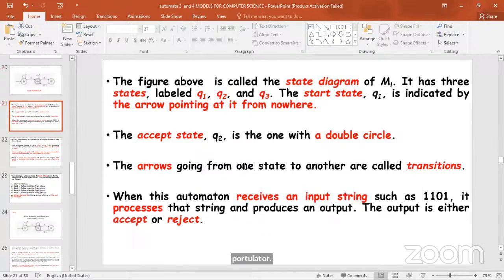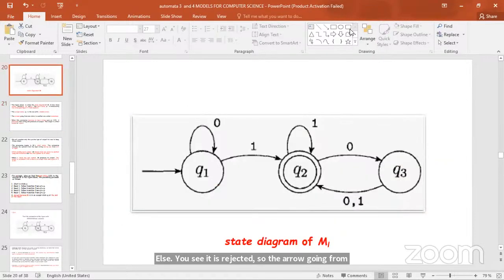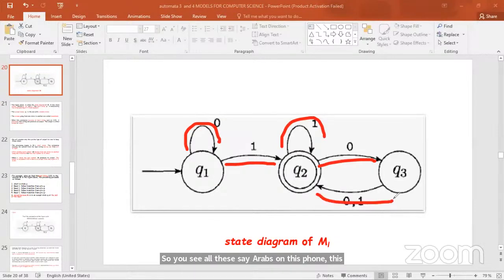So the arrow going from one state to another is called a transition. So you see all these arrows, this one, this one, this one, this, and this. They are all called what? The transitions.